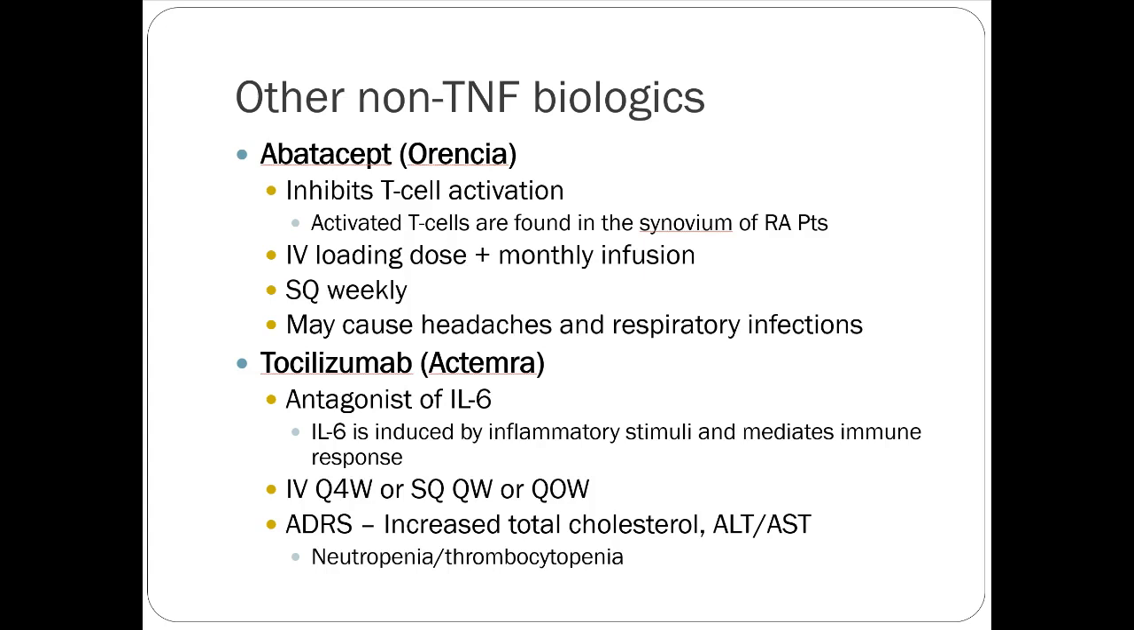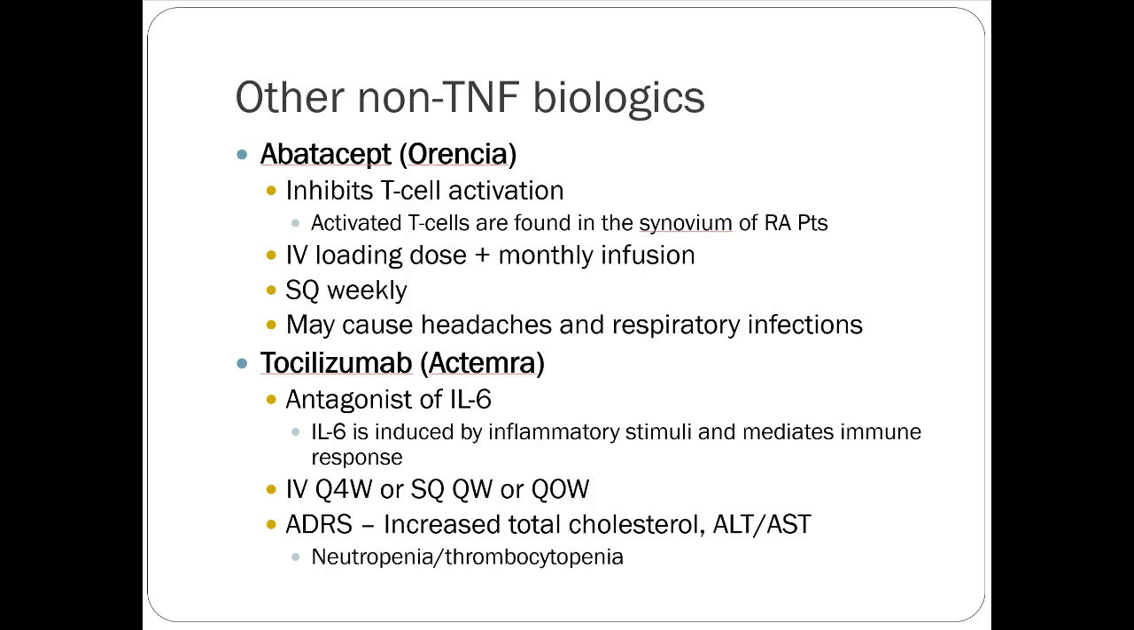Some other non-tumor necrosis factor alpha biologic agents: abatacept or Orencia is an injectable that inhibits T cell activation, and most synovial fluid that's been studied with rheumatoid arthritis patients has activated T cells in it. It's got a loading dose, monthly infusion, IV. Otherwise, it comes as a sub-Q shot once weekly as well. Tolerability can cause some headaches, and respiratory infections have been seen more commonly with these than with the TNF alpha agents.